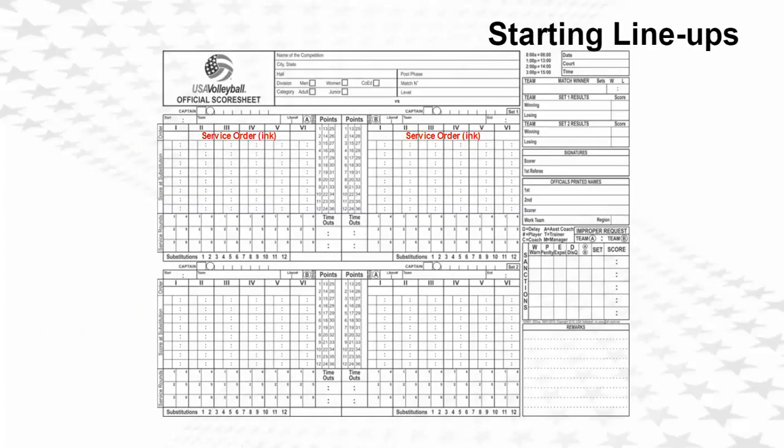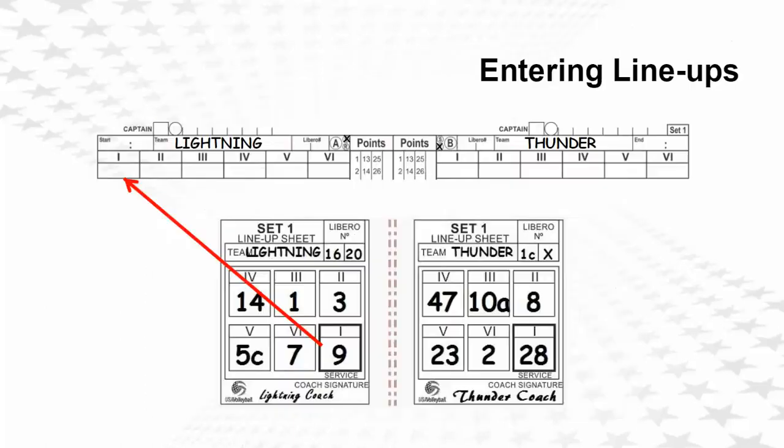Now that you've checked the lineups, enter them onto the service order section of the sheet. The player number in the Roman numeral box 1 on the lineup sheet is entered into the Roman numeral column 1 in the service order area for that team, then box 2, box 3, and so on. It doesn't matter if a team is serving or receiving, the lineups are always entered in the same fashion.